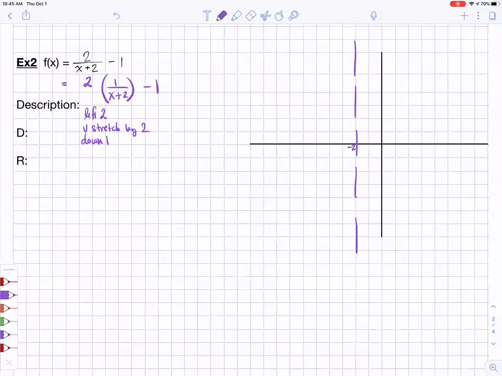Okay, horizontal asymptote. Ready? Stretch it from the top and bottom. How does it look? Same. Okay, my asymptote doesn't get thicker. Move it to the left 2. Same. Move it down 1. Does that change? Yeah, it does. So let's shift it down 1.